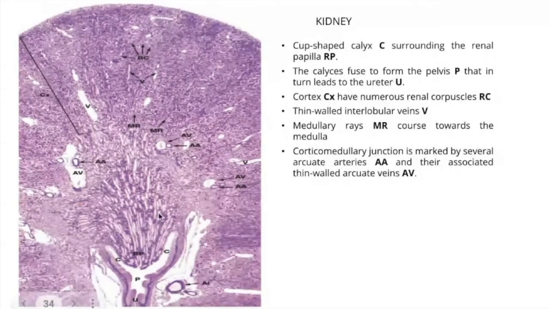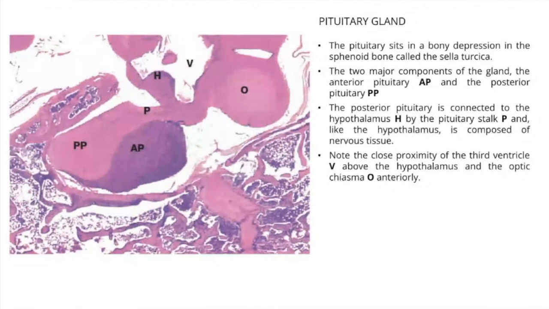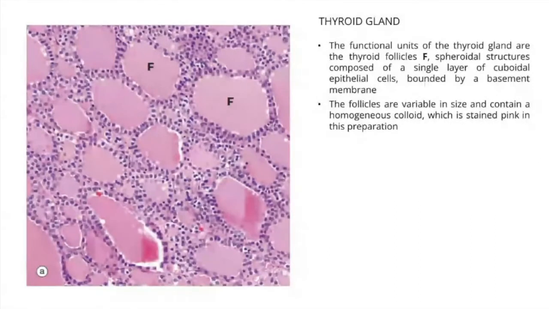So this is a kidney shape. It has a cup shaped calyx surrounding the renal papilla here, and it has the regions of the cortex with the scattered or numerous renal corpuscles. So this is the endocrine system, made up of different types of glands. So it has the anterior pituitary and also the posterior pituitary. And this is a thyroid gland, containing numerous thyroid follicles.